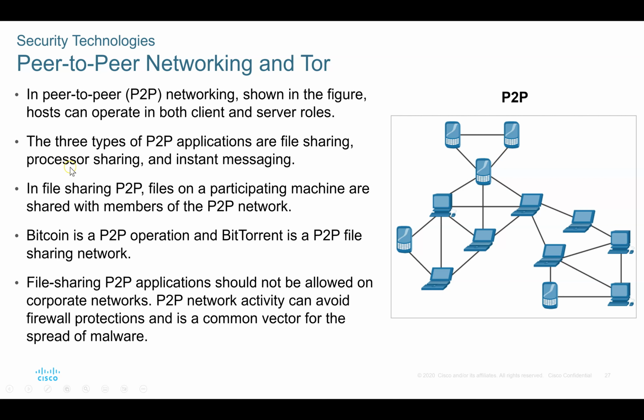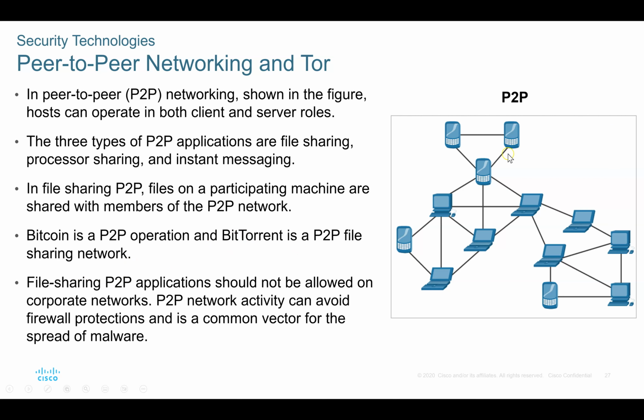You could do processor sharing, so you can allow other devices to use your, if you have 8 core CPUs, you may allow other people to use your CPU power to process data for you. And instant messaging. Right, so write these down. Bitcoin, for example, and BitTorrent is a peer-to-peer file sharing.